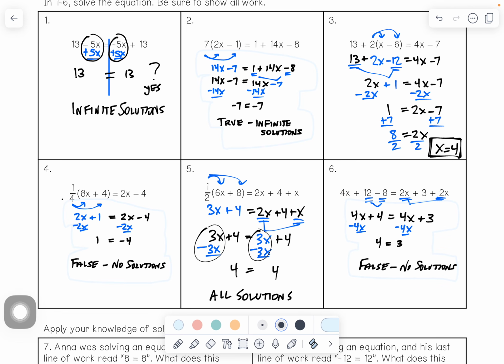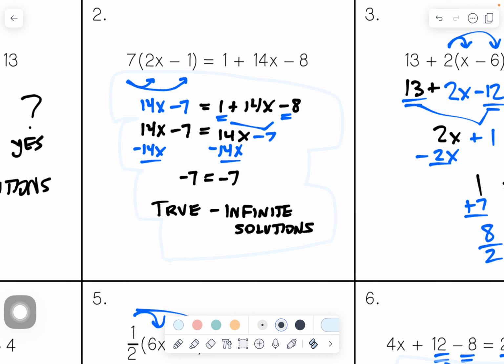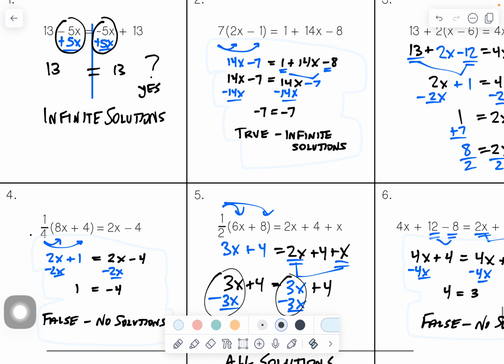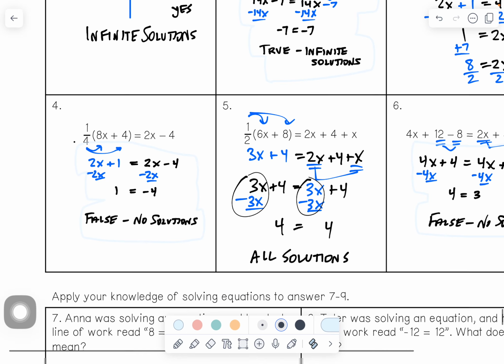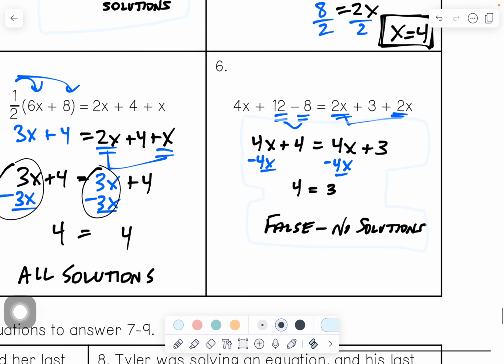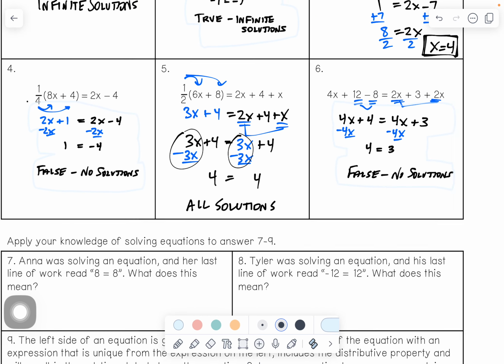Okay, so you'll notice there we had number 2 gave us infinite solutions. Everything canceled out. A couple more steps to get there, but -7 equals -7 was true. Down here, okay, everything canceled out, but I had 1 equals -4, no solutions. And then over here, okay, everything cancels out again, but 4 does not equal 3, therefore no solutions.